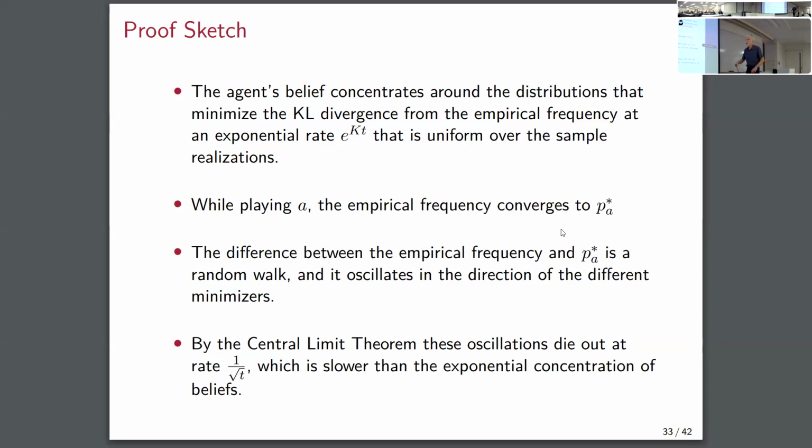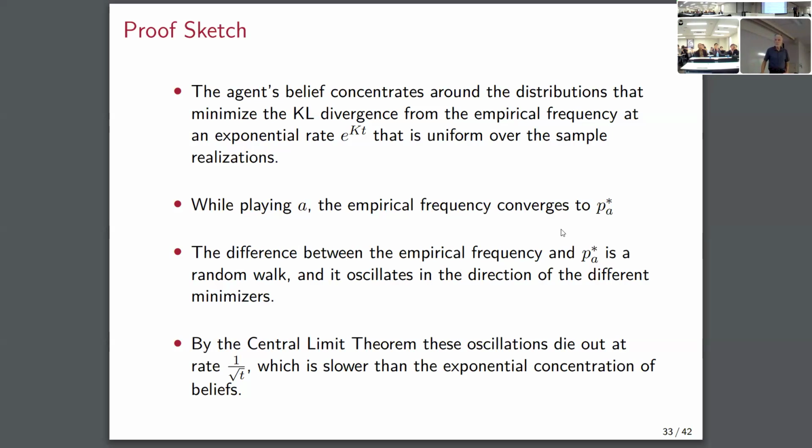If the agent does play A in the limit, then the empirical frequency converges to P star. That's the law of large numbers. Now, the difference between the true empirical frequency and this theoretical value P star is a random walk, and it oscillates in the direction of the different minimizers. By the central limit theorem, these oscillations shrink at rate 1 over root t. These departures from the mean are slower than the exponential concentration of beliefs.